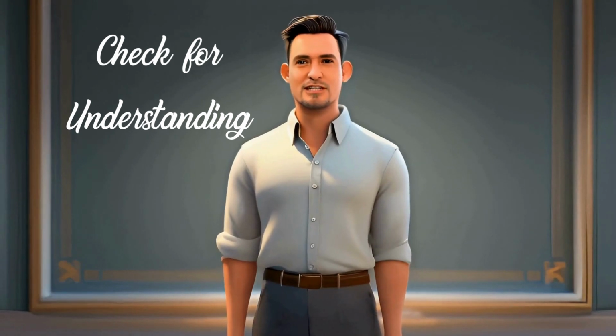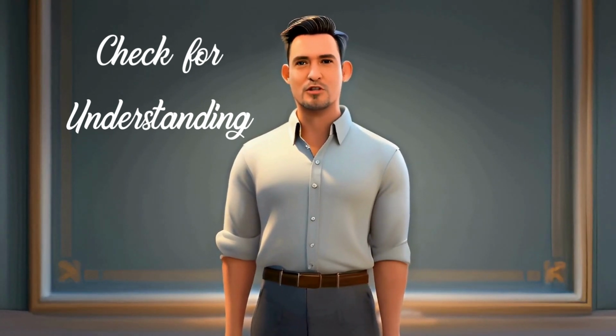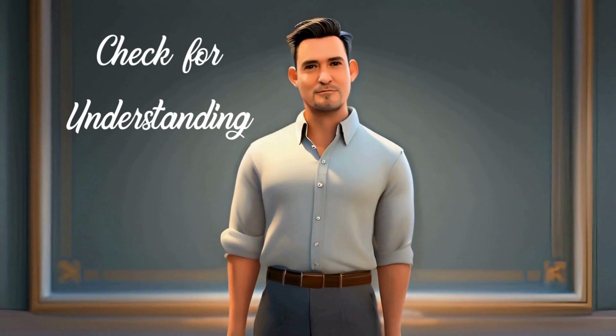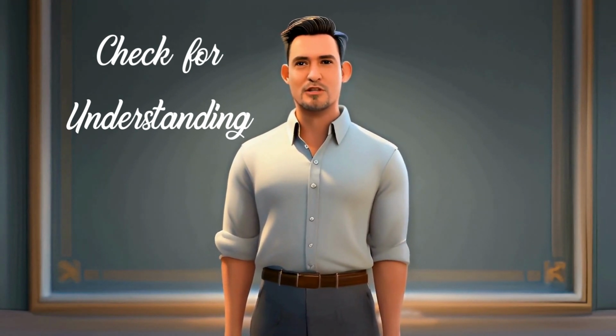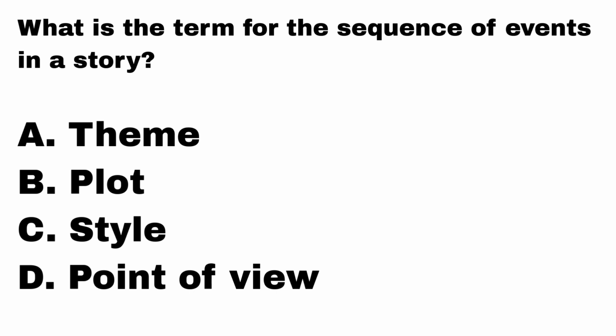Let's check for understanding. Carefully read the following questions, pause the video, determine the best answer for each, and then restart the video to check your answer. What is the term for the sequence of events in a story? Theme, plot, style, point of view. The correct response is plot.